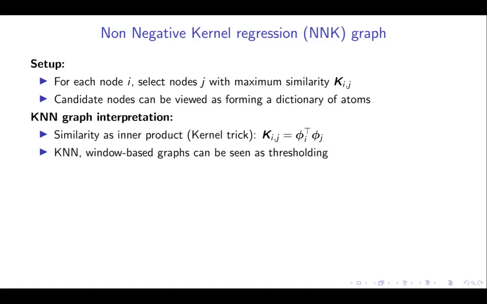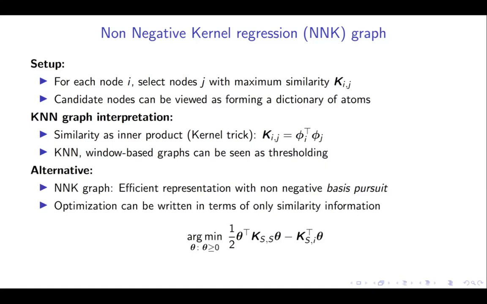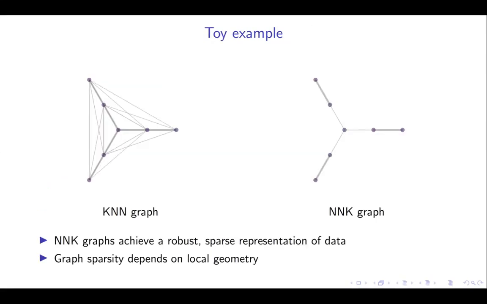As an alternative, NNK graph poses the problem in the form of non-negative basis pursuit to obtain an efficient representation. The optimization involved in NNK graph can be written in terms of only similarity information. To exemplify the characteristic of NNK graph, we consider here a toy setup involving 7 data points.